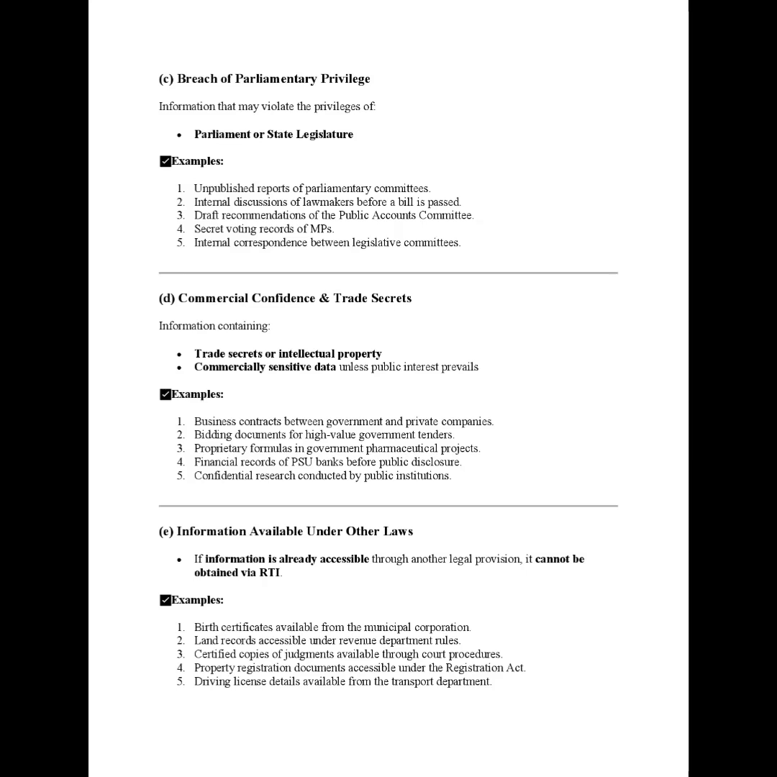E. Information available under other laws. If information is already accessible through another legal provision, it cannot be obtained via RTI. Examples: 1. Birth certificates available from the municipal corporation. 2. Land records accessible under Revenue Department rules. 3. Certified copies of judgments available through court procedures. 4. Property registration documents accessible under the Registration Act. 5. Driving license details available from the Transport Department.